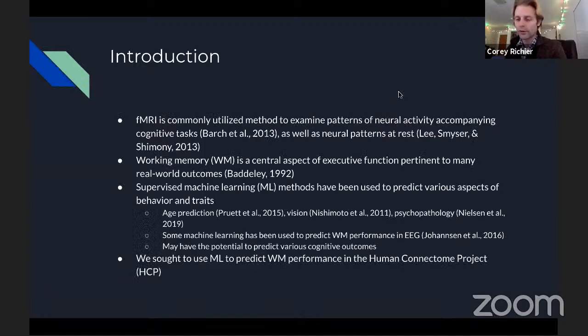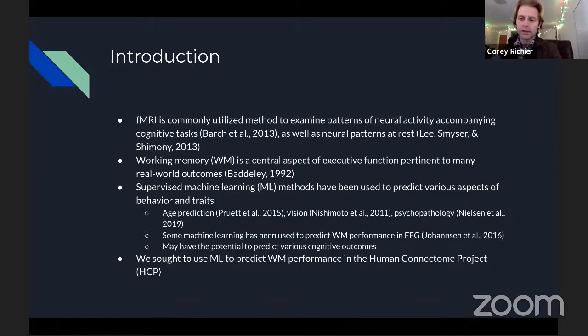A central goal of neuroscience is to make predictions or understand how patterns of neural activity relate to cognition and behavior. One common way to do this is using fMRI, task-based fMRI as well as resting state fMRI. A core component of many aspects of cognition is working memory, which is related to a lot of basic as well as clinical outcomes of central interest for my lab, as well as many others.